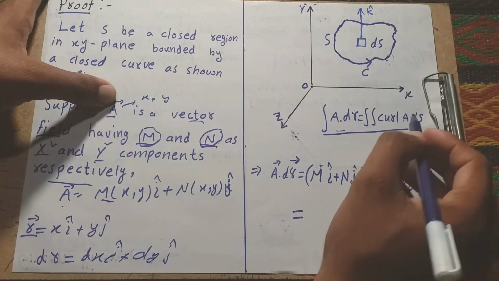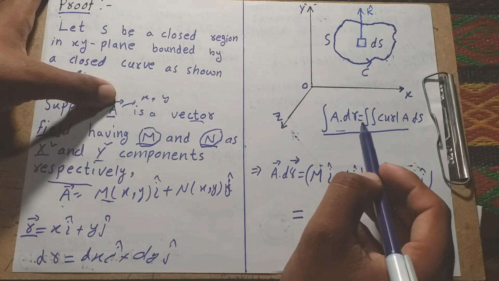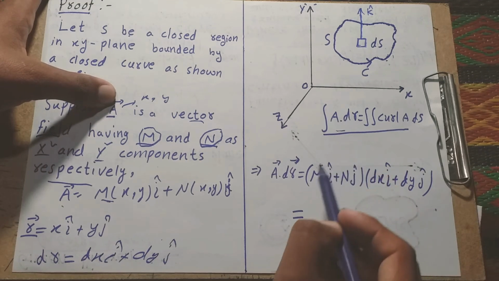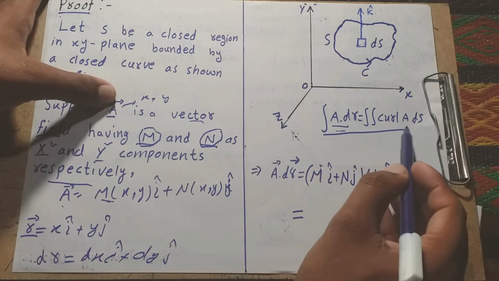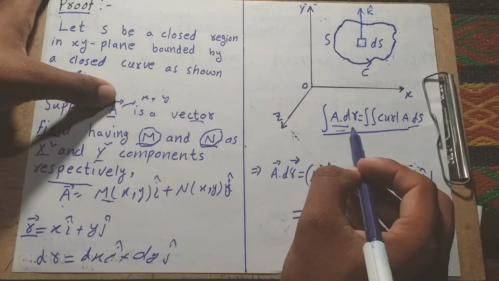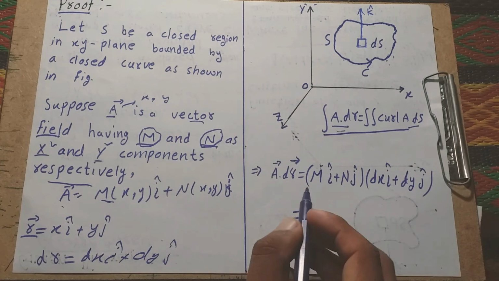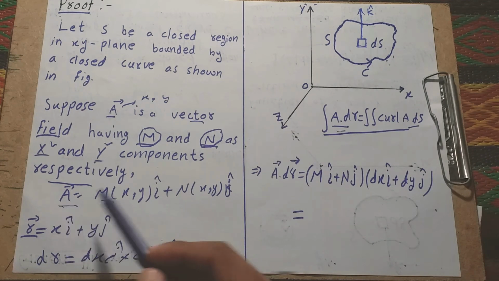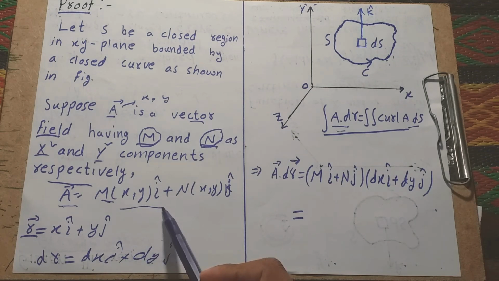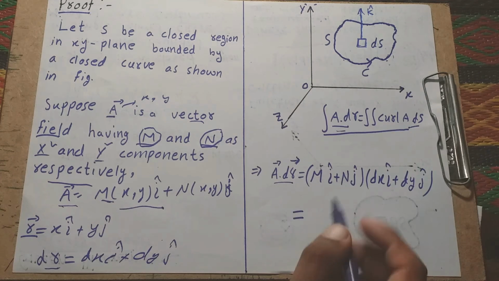We prove Green's theorem with the help of Stokes' theorem. We find the value of this and the curl of this, and after putting them into Stokes' theorem we get Green's theorem. We know that A has these components, and the derivative multiplied with each other means the dot product of A and dr we take.